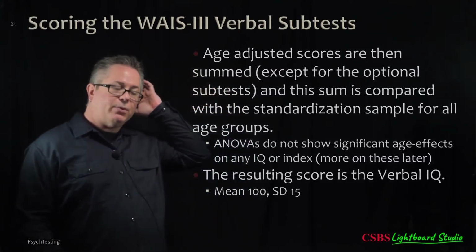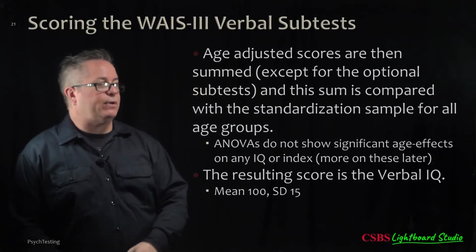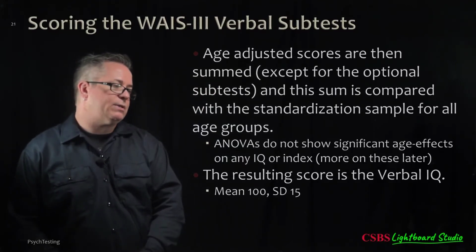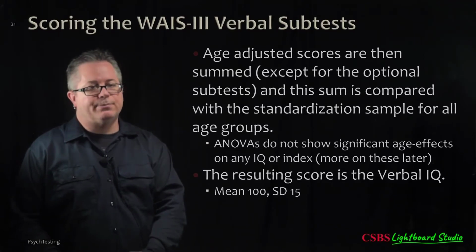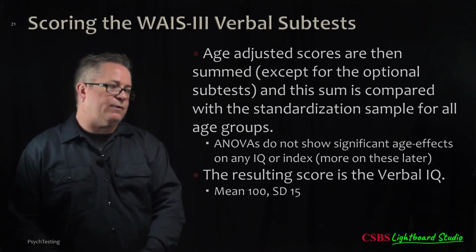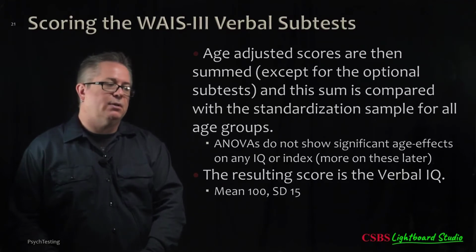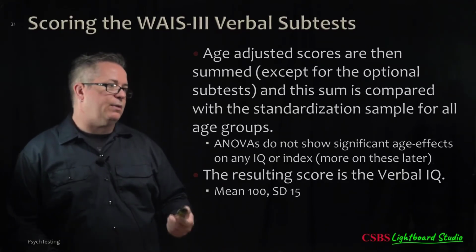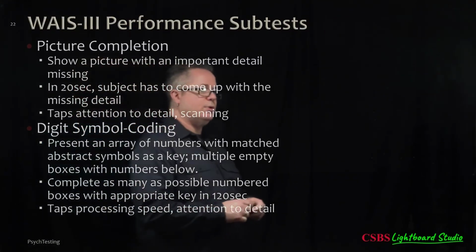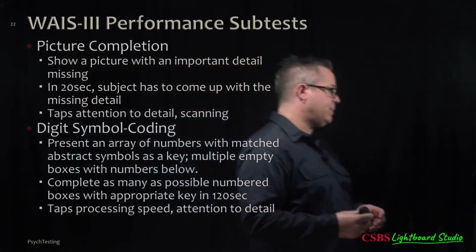And if people do ANOVAs and things, they do not show significant age effects on any IQ or index. And the resulting score is the verbal IQ. Again, it has a fixed mean of 100 and standard deviation of 15, and that's how you get the verbal IQ. And then a similar process goes for the performance subtests. So let's talk about those.